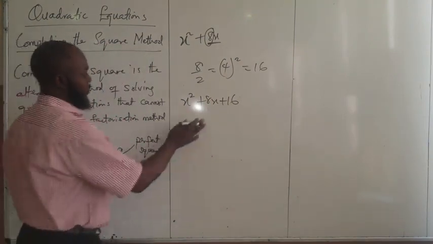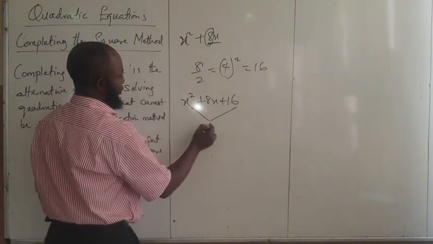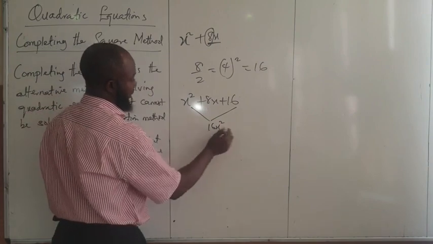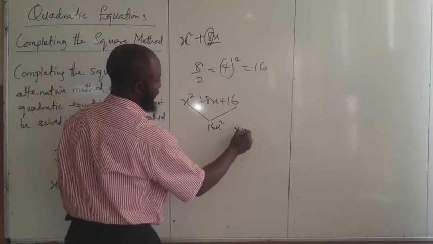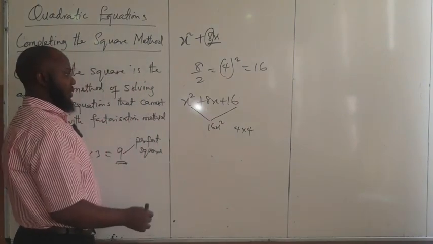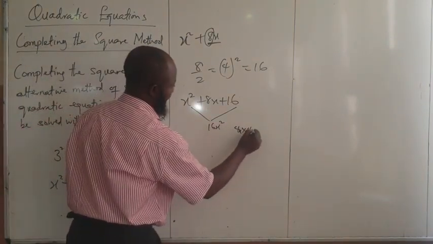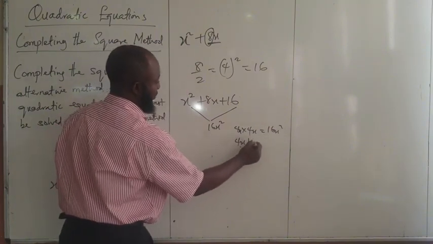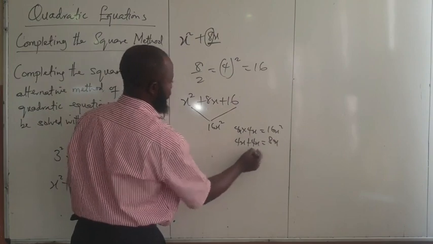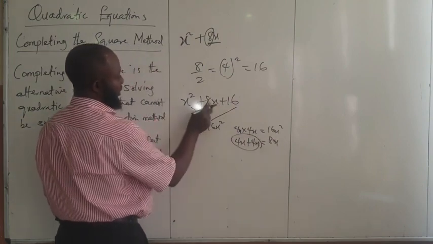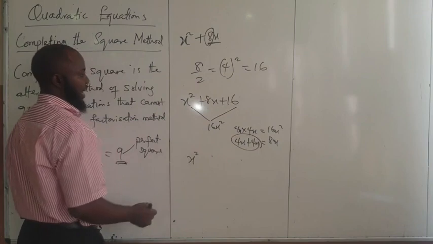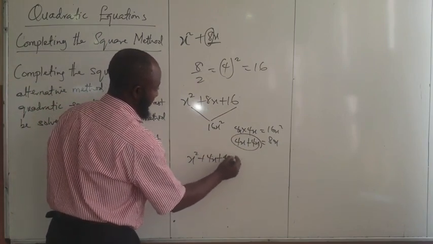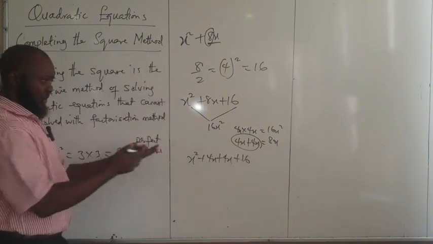Let's look at this. We want to factorize this. So we have 16 and x squared, as I explained in the last class. 4 times 4 will give us 16, so we can make 4x times 4x give us 16x squared. At the same time, 4x plus 4x will give us 8x. So we can replace this 8x. That means we are going to have x squared plus 4x plus another 4x plus 16.